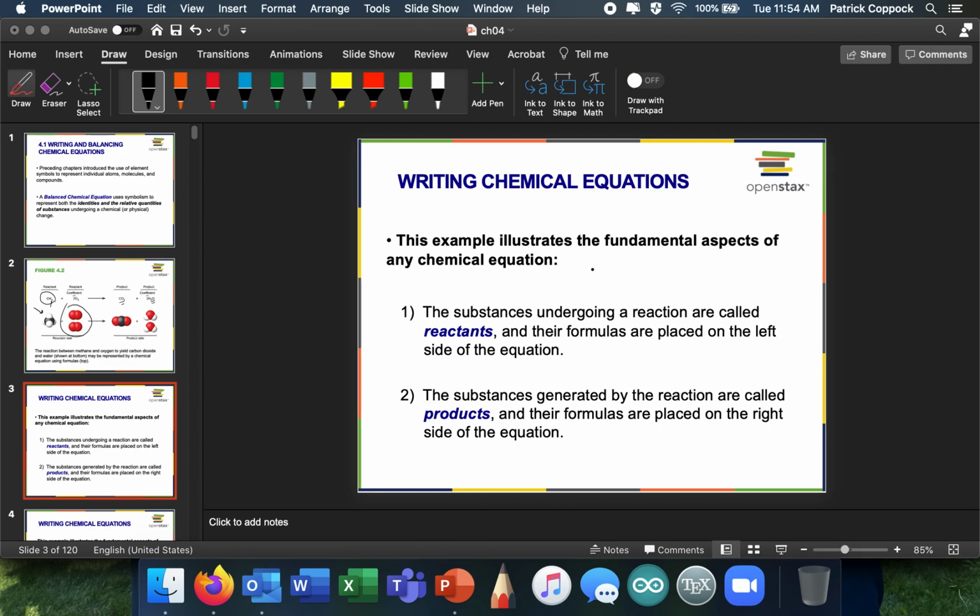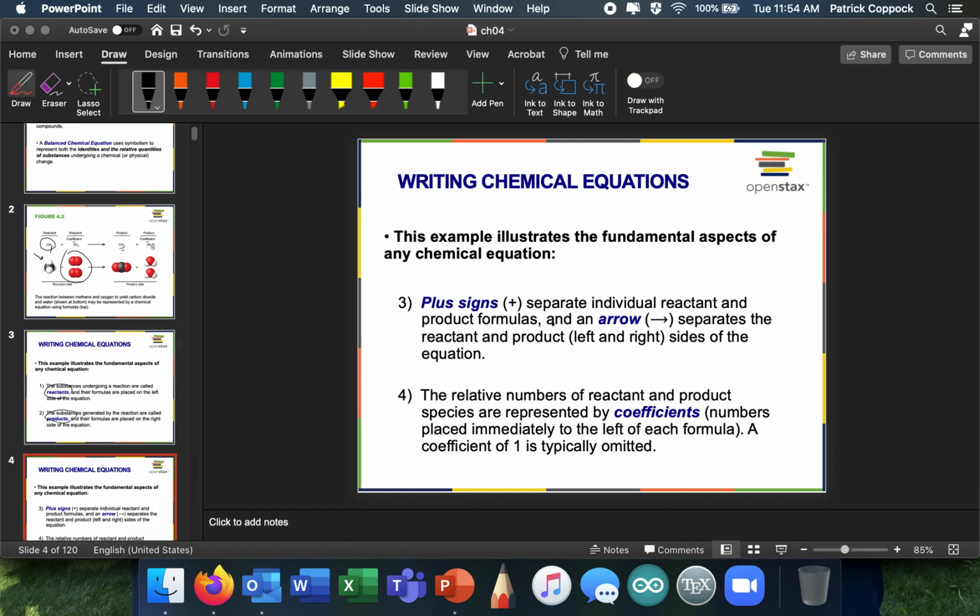All right. So this example illustrates the salient aspects of chemical equations. Importantly, we've got reactants on the left side, products on the right side, and we have plus signs, which means that things are being added together, and the arrow separates the reactants from the products. So the arrow means it produces, right? That's how we read the arrow. A plus B produces C plus D.